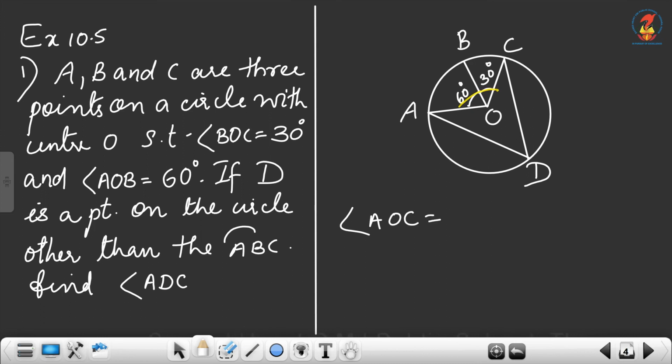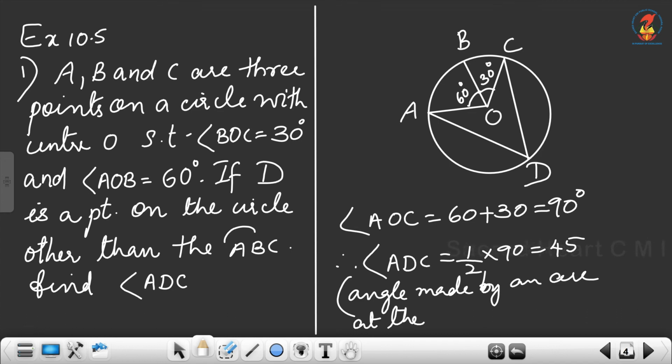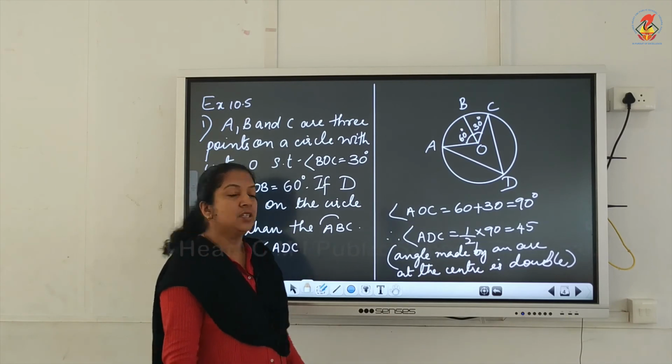Angle AOC is equal to 60 plus 30, 90 degrees. Therefore, angle ADC is equal to half of 90, which is equal to 45 degrees. What's the reason? The angle made by an arc at the center is double. So the answer is 45 degrees.